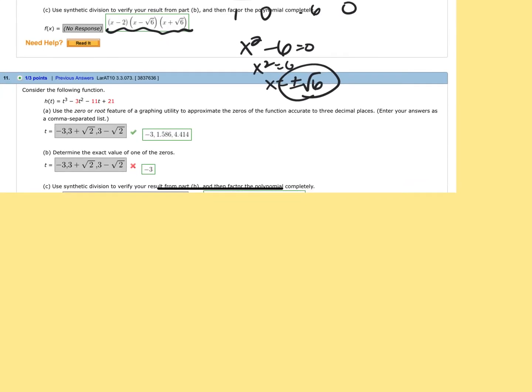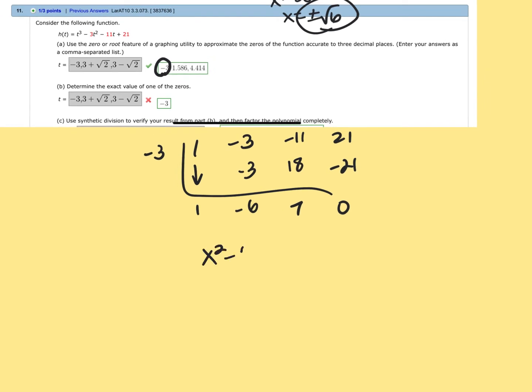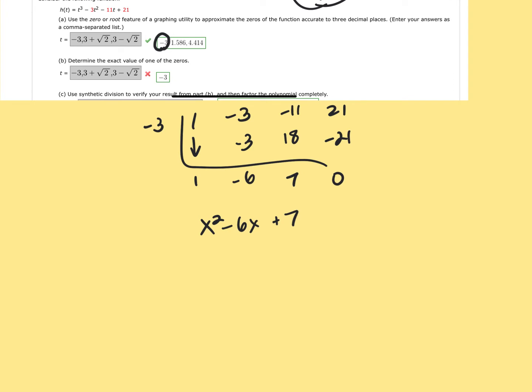Same thing for 11. So from the graph, you get -3. -3 goes on the outside. Then it's 1, -3, -11, 21. Bring down the 1, -3, -6, positive 18, 7, -21, 0. And then I get x squared minus 6x plus 7. There are no factors of positive 7 that sum to -6. So this isn't factorable, which means you have to use the quadratic.